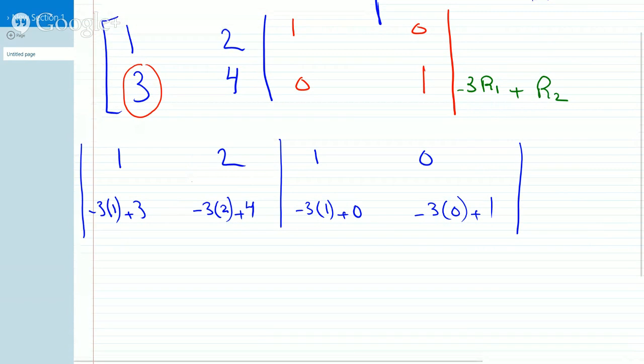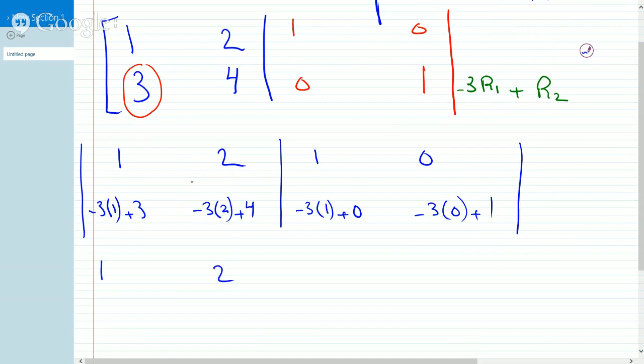So now let's write the results. The first row doesn't change: 1, 2, 1, 0. And then here you have minus 3 plus 3 is 0. Minus 6 plus 4 is negative 2. Negative 3. And here 1. Correct? Minus 3 times 0 is 0 plus 1 is 1.